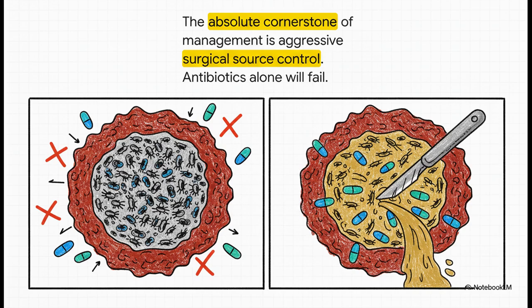Before we even whisper the word antibiotic, let's get one thing crystal clear. The single most important rule is this: you must drain the pus. It doesn't matter if it's a small skin abscess or a giant one in the liver, source control is completely non-negotiable. Antibiotics just can't get into that collection, and treatment will fail if you don't drain it.